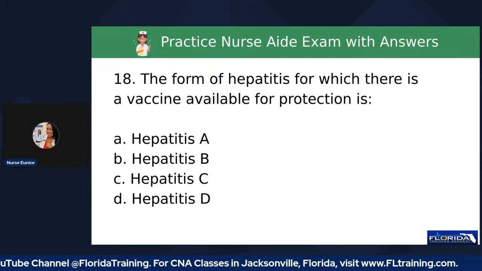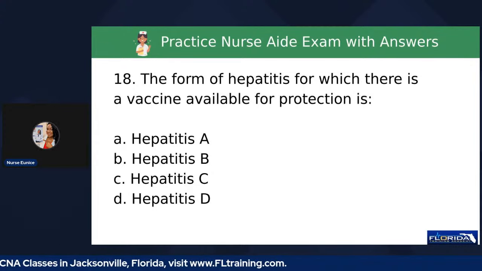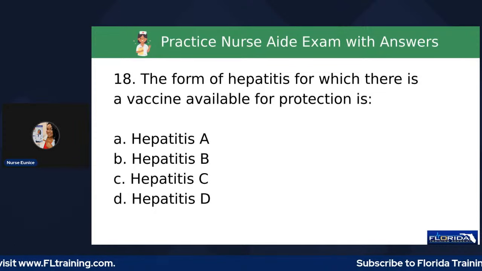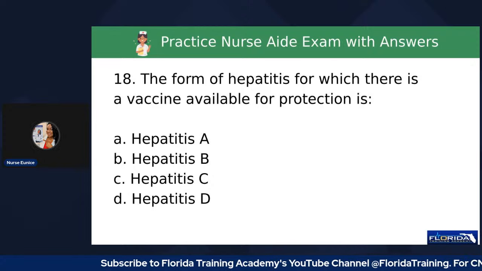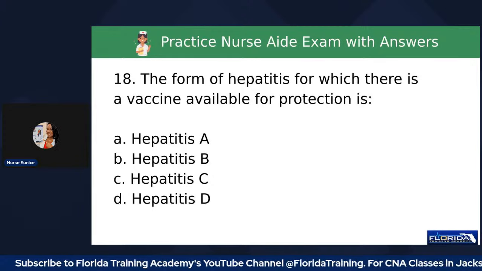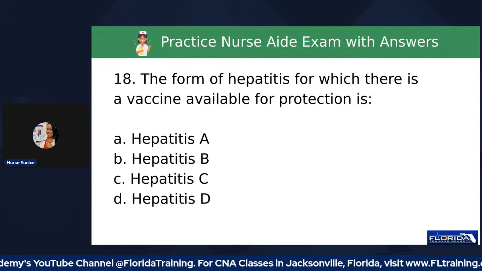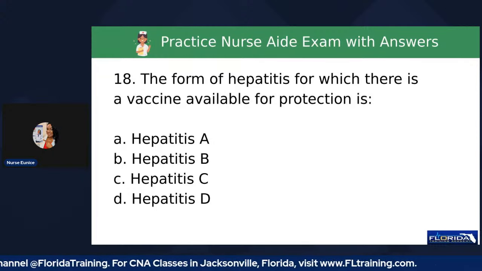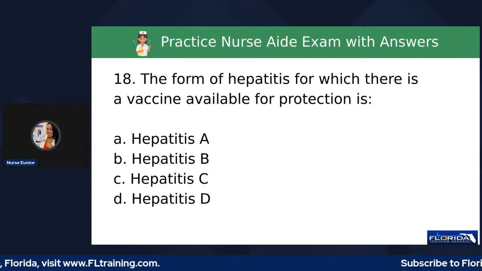Number 18, the form of hepatitis for which there is a vaccine available for protection is A, hepatitis A, B, hepatitis B, C, hepatitis C, or D, hepatitis D. So when those jobs are asking you, do you want a vaccine? Do you want to be protected? What type of hepatitis are they trying to protect you from? Hi, Elizabeth. Yes. Great job, everybody. Yes, it is B.